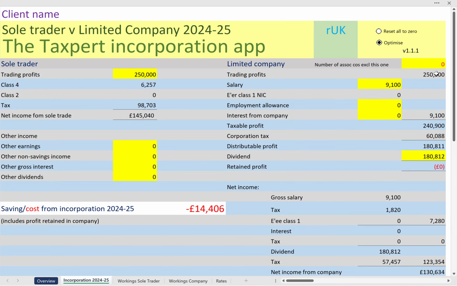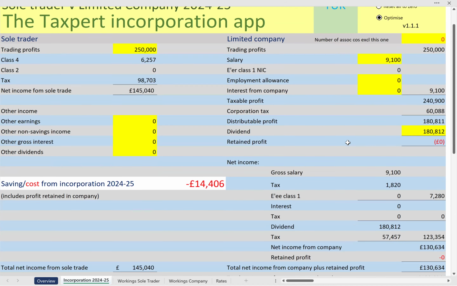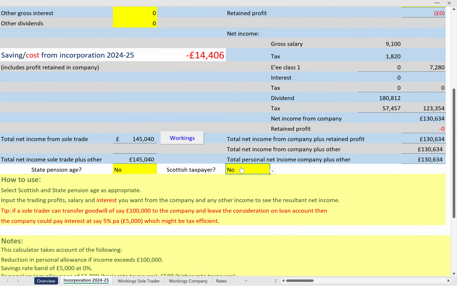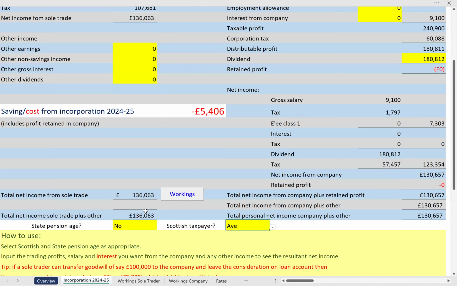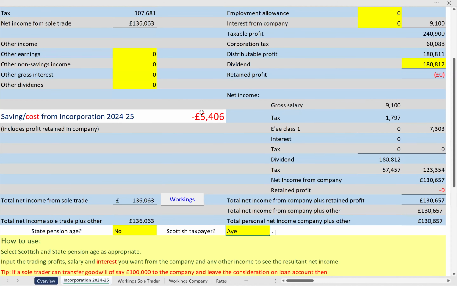But if they're trading through a company and only take a low salary, the dividends are not subject to the higher Scottish tax rate. So let's now switch to Scottish, and straight away we can see that the cost of incorporation has fallen dramatically. It was 14,400 odd. It's now only 5,400 odd for the reasons that I've given.